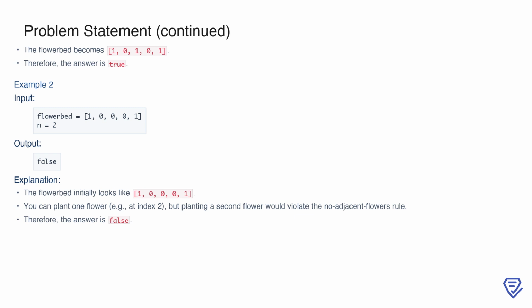Now, let's look at another example. If the input flowerbed is still [1, 0, 0, 0, 1], but n is now 2, things change. While you can plant one flower in the empty plot at index 2, planting a second flower anywhere would break the no adjacent flowers rule.